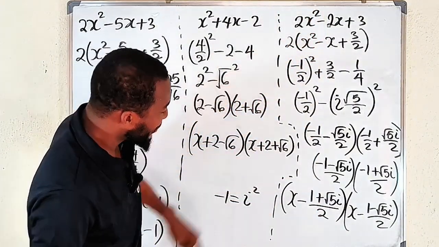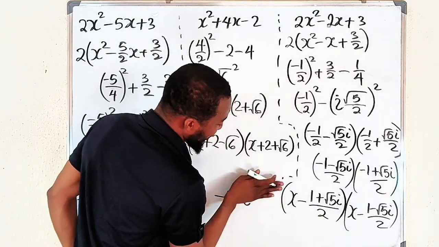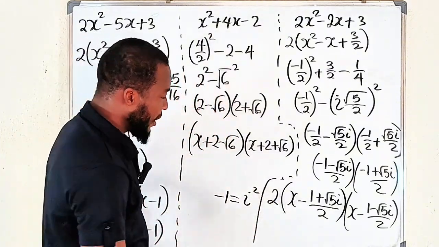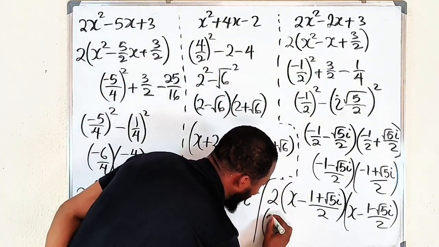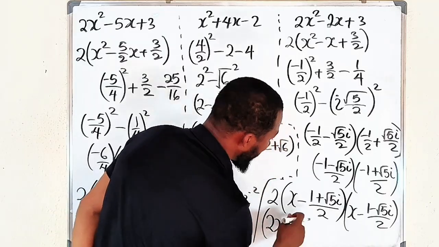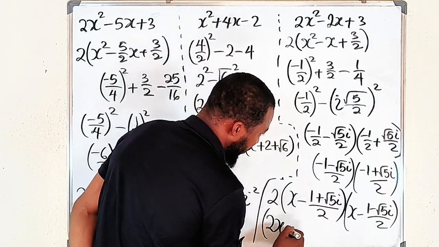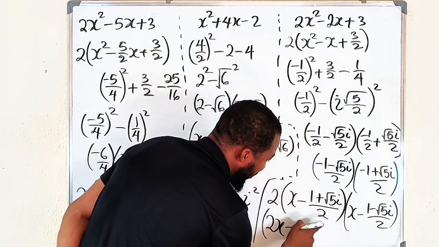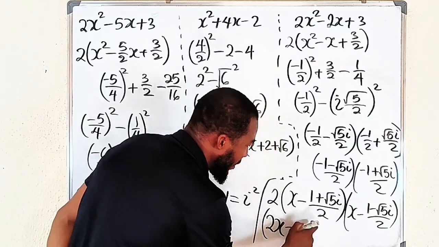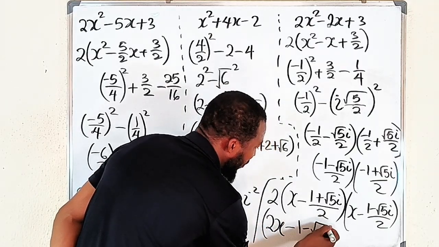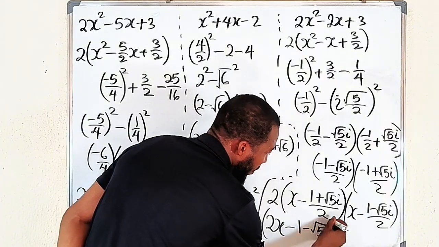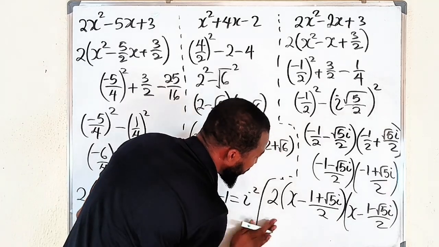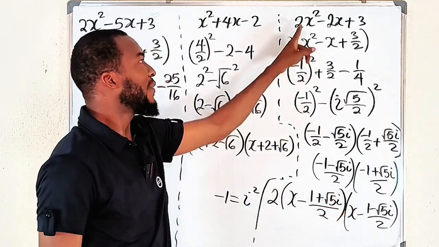Oh, we have 2 outside. Don't forget we have 2 outside. Now, if you like, you can expand so that it becomes 2x minus, so it is going to become like this, minus 2 times this one. 2 will cancel this one automatically. So you have minus 1 minus root 5 because we have no denominator. Then times this other one. But since we don't have much space, let's leave it like this. 2 times this is the factorized version of this.